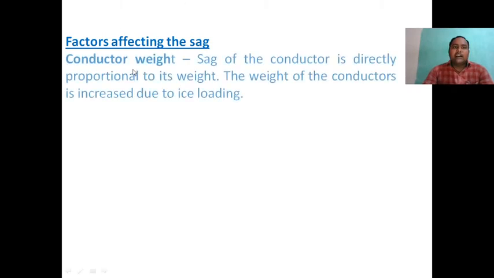First one, conductor weight. Already I told that the conductor weight is directly proportional to the sag. Sag of the conductor is directly proportional to its weight. The weight of the conductor is increased due to ice loading. Ice loading is nothing but snow. Around the conductor there is a possibility of snow formation, that is ice loading. So whenever the ice loading is more, definitely the weight of the conductor increases.